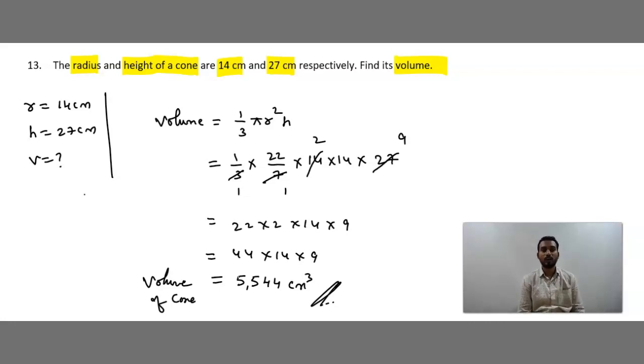I hope you all have enjoyed this lesson of the chapter surface areas and volumes, also called mensuration. This is clear. I hope there are no doubts till now. Unless you can solve the 1 mark questions and these 2 mark questions, you cannot solve 3, 4, 5 mark questions. In my next video, I am going to upload the questions which carry 3 marks or more than 3 marks. Till then, goodbye.